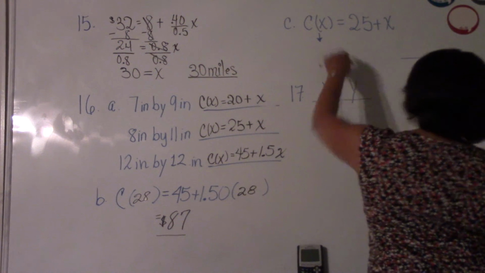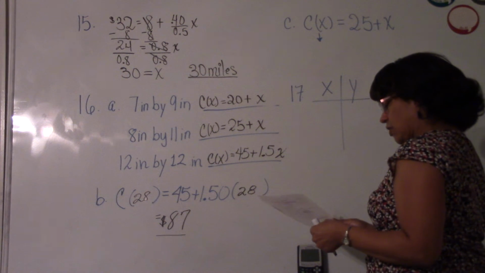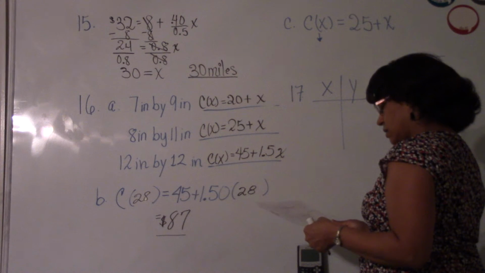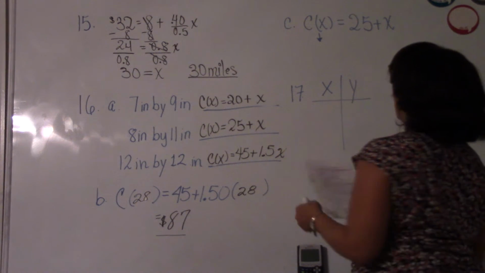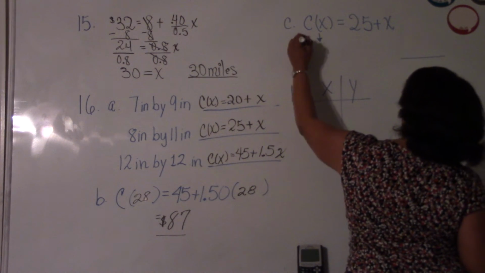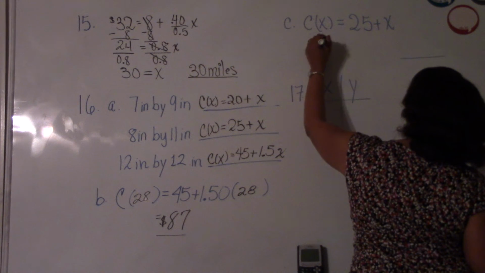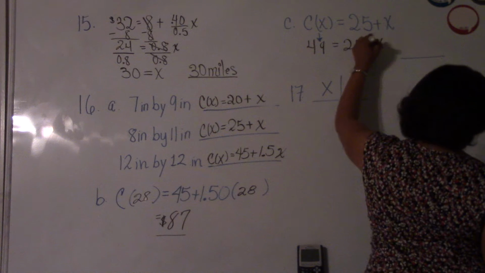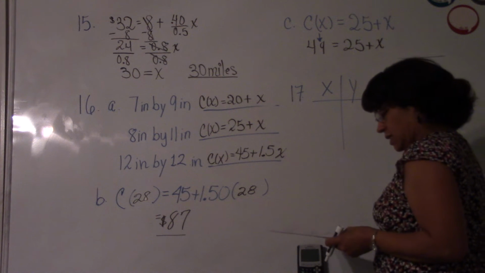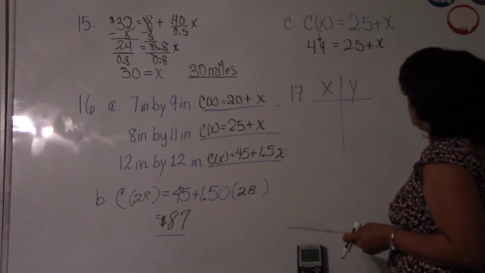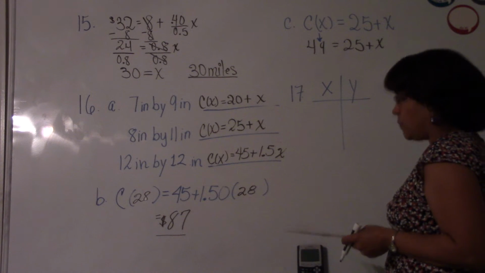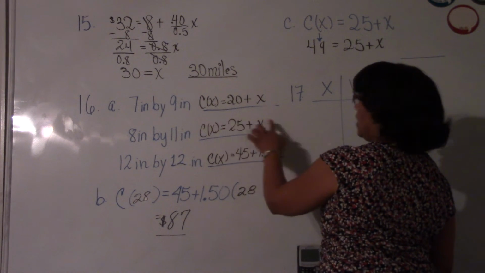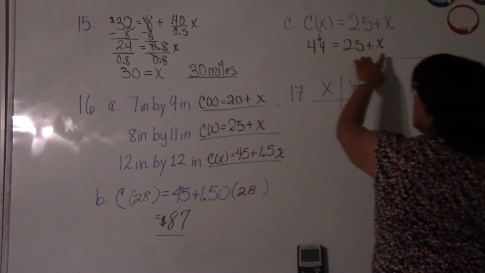We want to know how many pages are in an 8 by 11 inch book that costs $49. So we can substitute. $49 is our cost, and we want to know about how many pages are in it. Look at the book size, and it says 8 by 11. So I go to my 8 by 11 inch and I find this formula. That's how you know what formula to use up here.